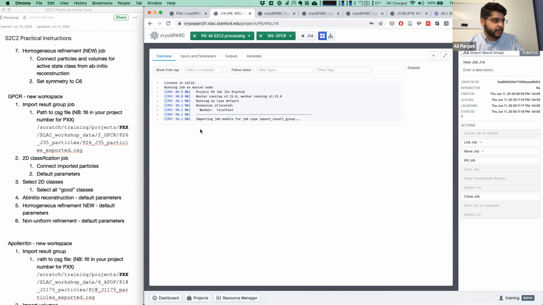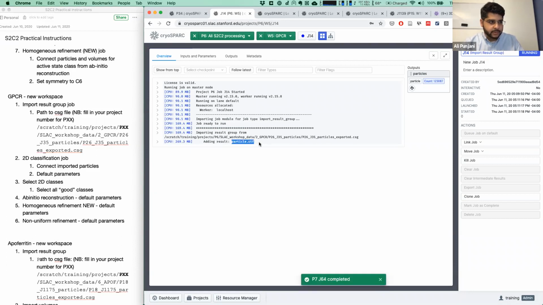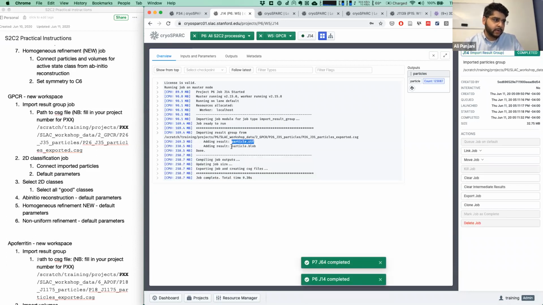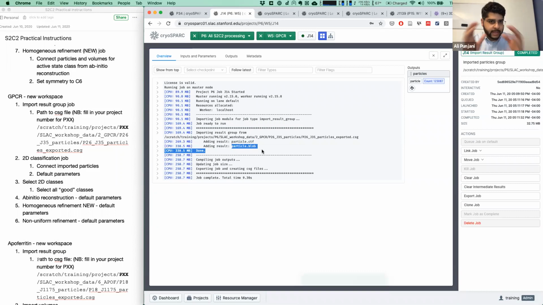Just another note, as we import these particles, you'll see that the job reports where it's importing from, and it also reports what kind of results it was able to find. So it's found one particle CTF result for all these particles, and particle blob. Blobs refer to the actual raw data on disk. So it's found raw data and it's found CTFs. That's all we need at this point.